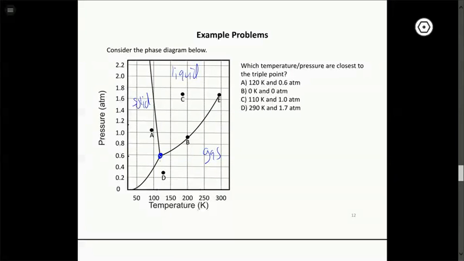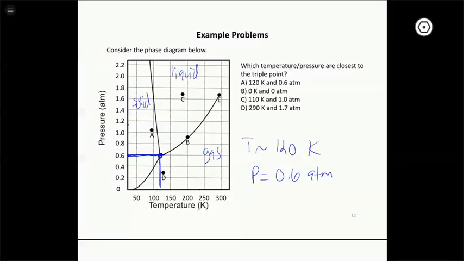So we go down to the temperature axis, and that's between 100 and 150, so around 120. And then the pressure, if we go over to the y-axis, is 0.6 atmospheres. Triple points are always defined by a temperature and a pressure. It's 120 Kelvin, 0.6 atmospheres. You find exactly where those three phase change lines intersect. So that's going to be choice A.